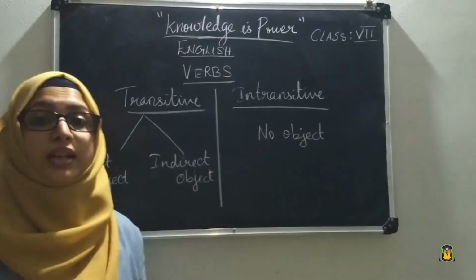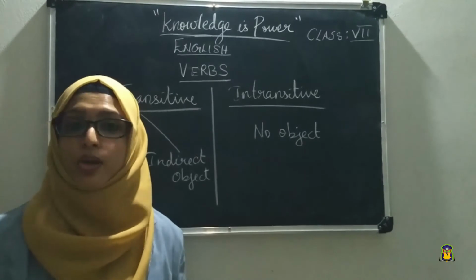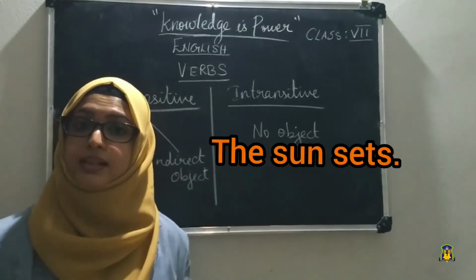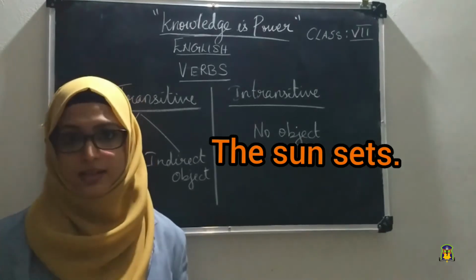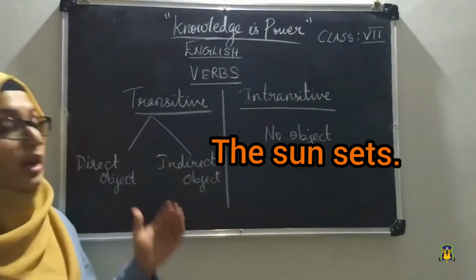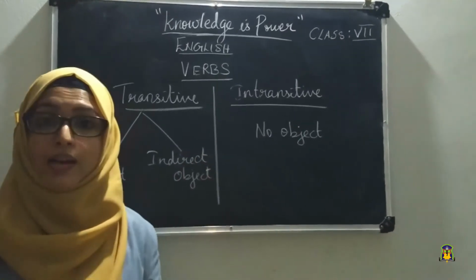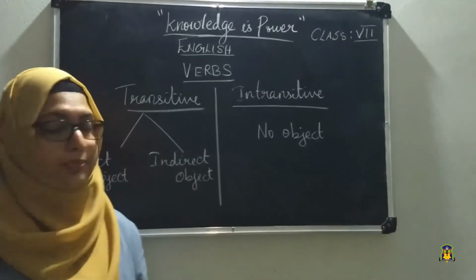But in the case of an intransitive verb, there will not be an object. For example, the sun sets. Here, no object is there. So, when we have an object, we say it is transitive, and if we do not have an object, it will be intransitive.